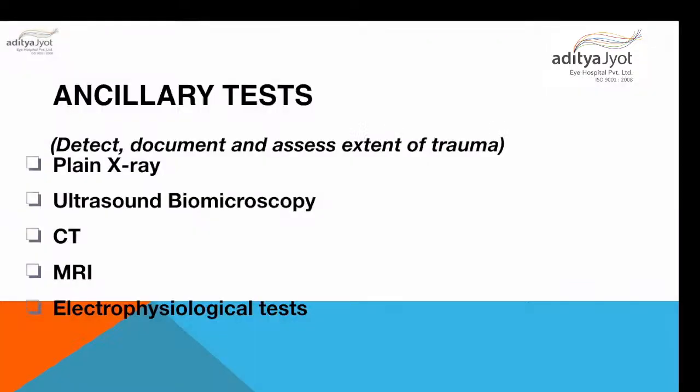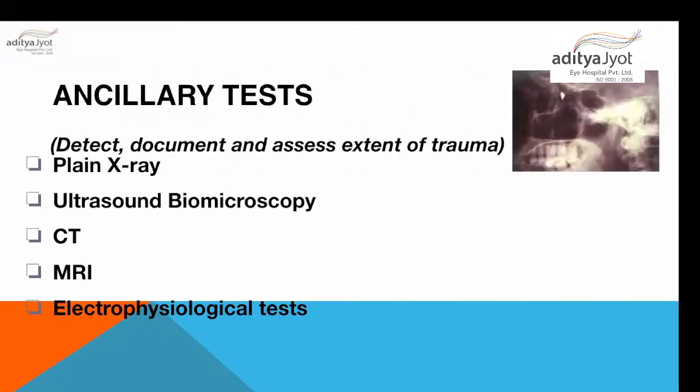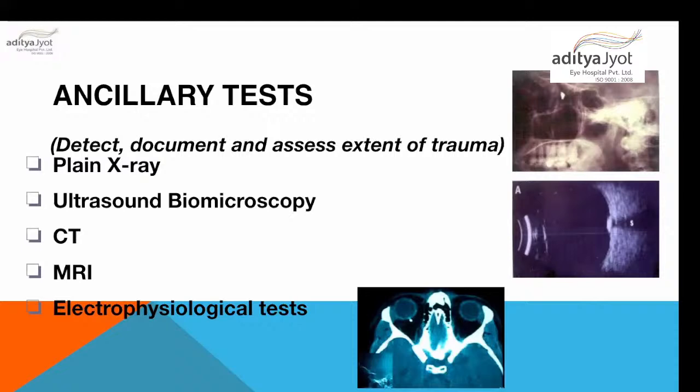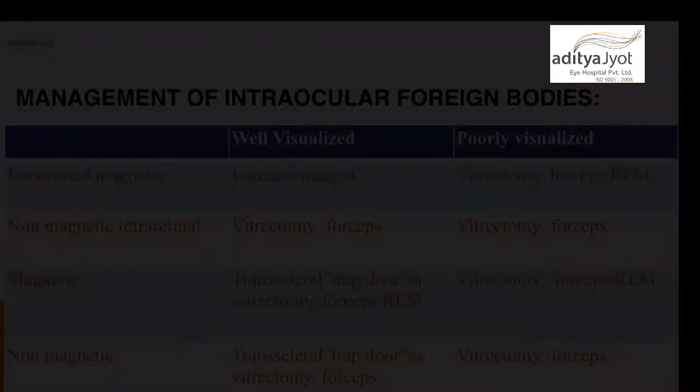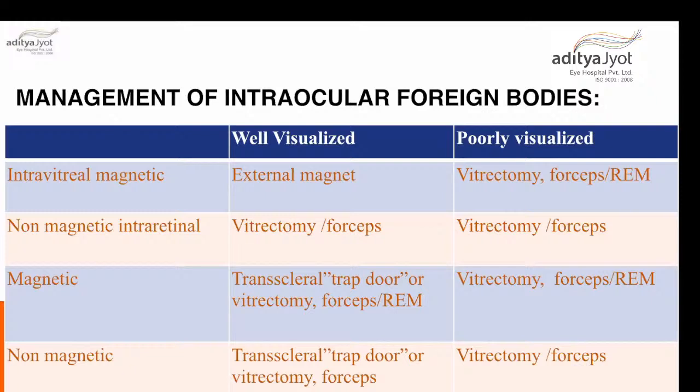Among ancillary tests, I still feel in India X-ray is important, even though medico-legally people will question it, so I use a disclosure here. Then ultrasound biomicroscopy, CT scan, MRI, not for iron foreign bodies, and electrophysiological tests. So for the management of an intraocular foreign body, this is for the vitrectomy surgeon, whether it is well visualized or poorly visualized, and whether using magnetic or non-magnetic forceps.